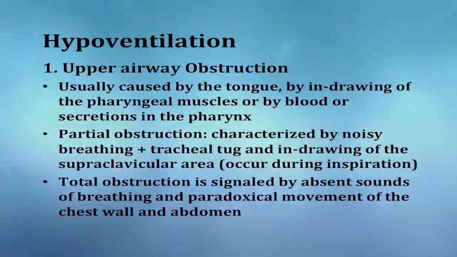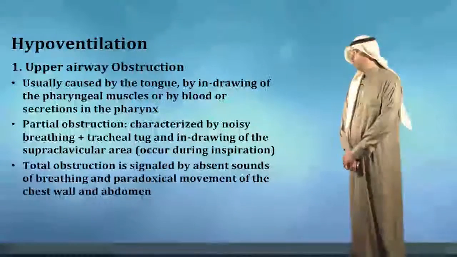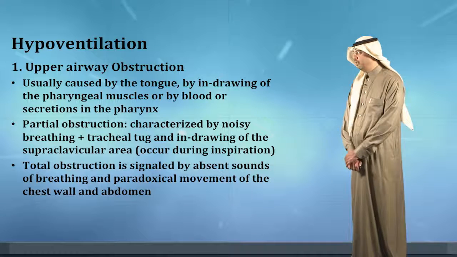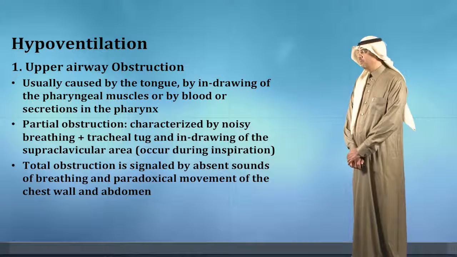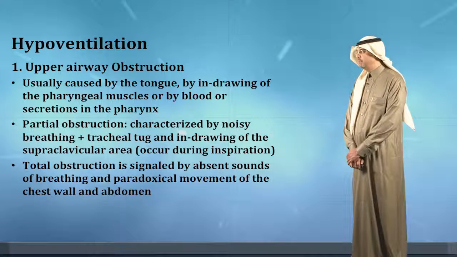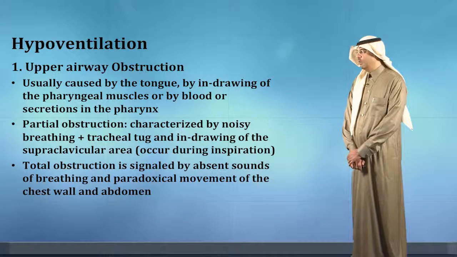We will focus now on upper airway obstruction. Usually it is caused by the tongue and by indrawing of the pharyngeal muscles or by blood or secretion in the pharynx. And this might lead either to a partial or total obstruction. Partial obstruction can be characterized by noisy breathing with tracheal tug and indrawing of the supraclavicular area. And total obstruction is signaled by absent sounds of breathing and a paradoxical movement of the chest wall and abdomen.